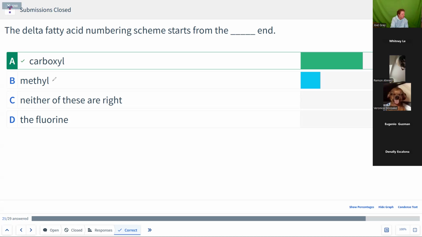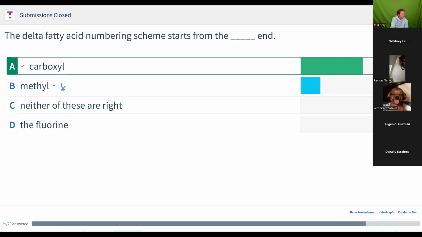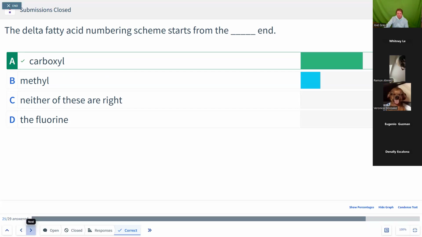So let me write that out. I'll just use the symbol omega, and then I'll write the word omega. Okay, there we go. Okay, good job.